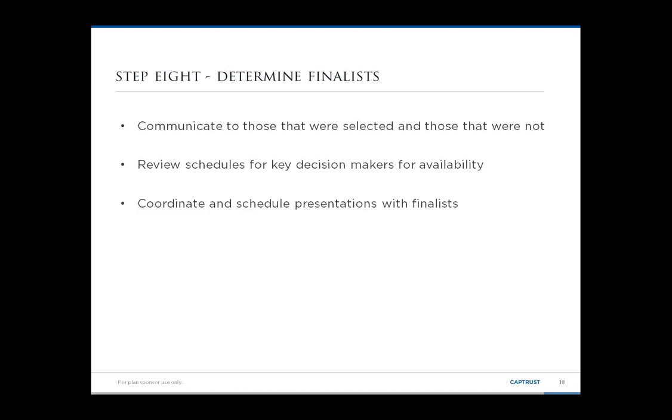And then once you've got those dates, then go back to your finalist firms. A good number of finalists to bring in is between 2 and 4. So what you want to do is bring those dates back to those 2 to 4 groups and say these are the dates, and you want to coordinate and schedule the presentations with those finalists.